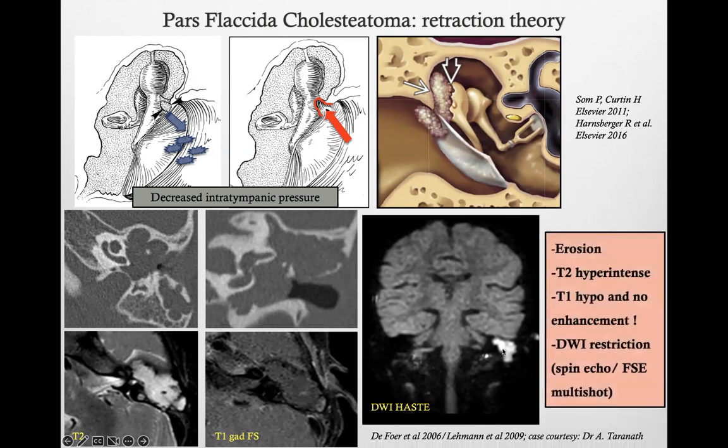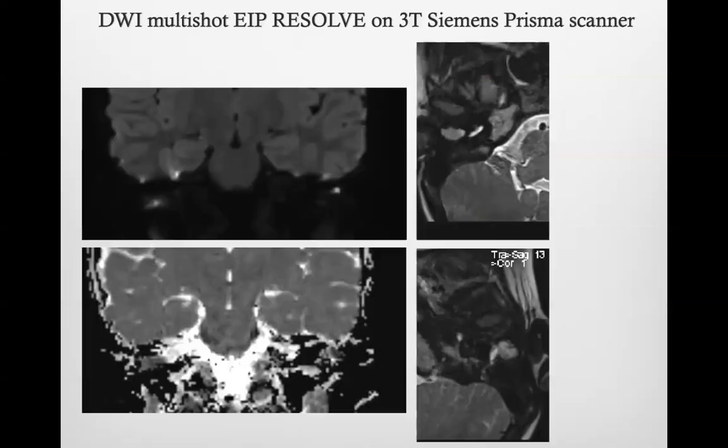So this is, if you want to have a screenshot, erosion, T2 hyperintense, T1 hypointense, and no enhancement, plus DWI restriction. And you need to do the right DWI sequence, it has to be spin echo or a multi-shot, but better a spin echo and in coronal. Don't do the brain echo-planar, which is a gradient echo diffusion, because we'll have too many artifacts and it will not be reliable. So it's very important to do your protocol right, and remember T1 hypointensity and non-enhancement that allow us to distinguish this from inflammation, cholesterol granuloma, and so on.